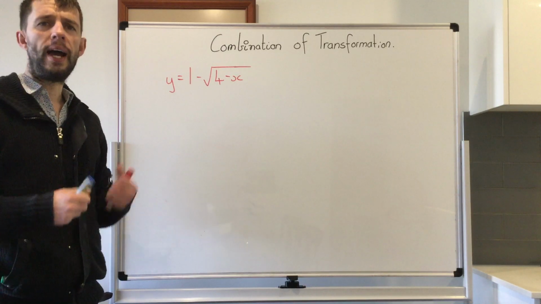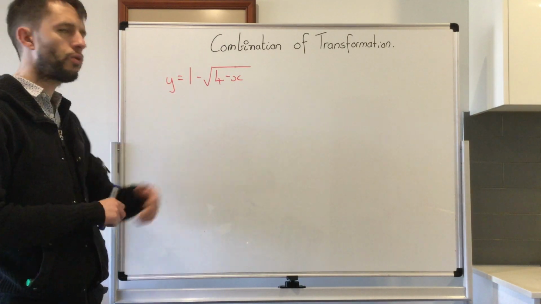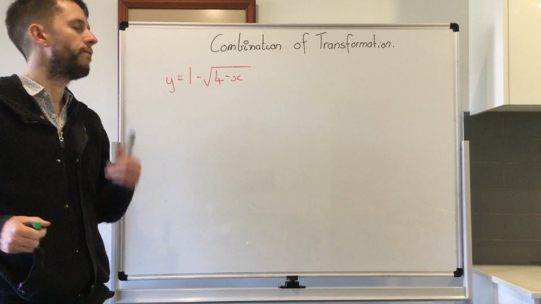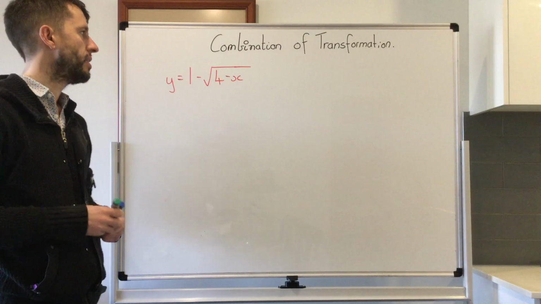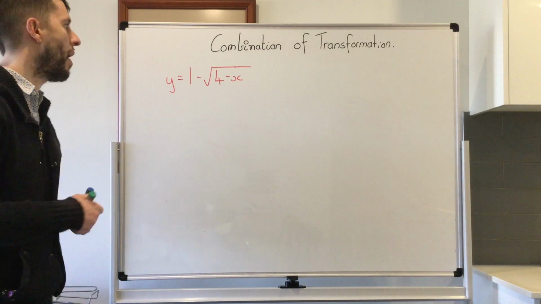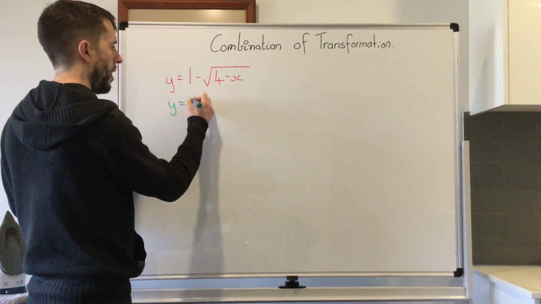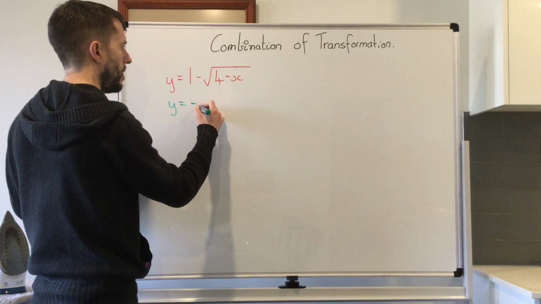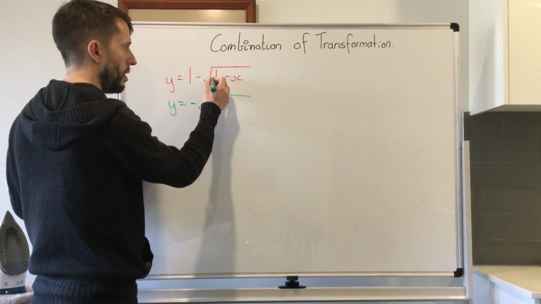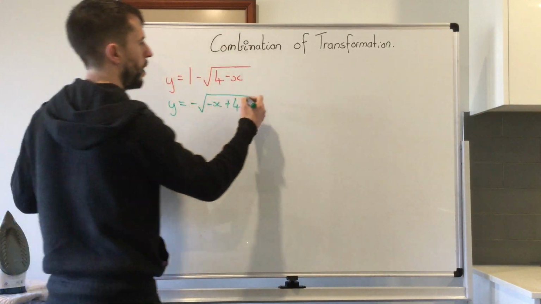So we are looking at a combination of transformation. I've got this equation here, y equals 1 minus the square root of 4 minus x. Now I'm going to change it and put it into the form that we know. I'm going to go y equals negative square root negative x. It's a positive 4, so plus 4 and plus 1.